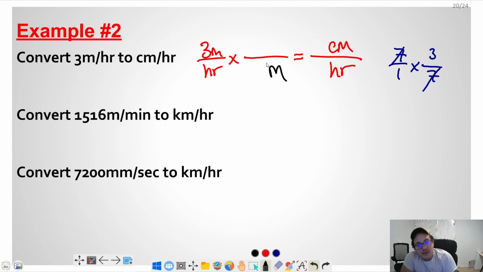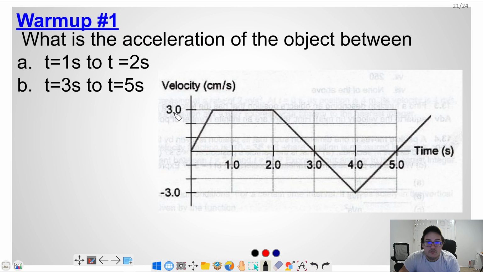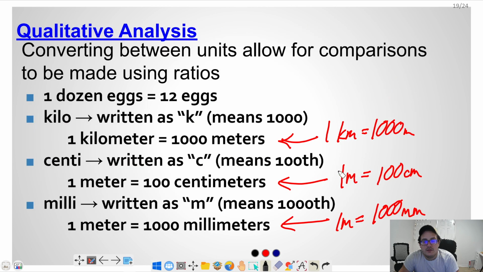Well, if I'm going from meters, what am I going to? Centimeters, because we want centimeters to be on top. Okay? Well, what about hours? Well, hours and hours stay there. We're actually not going to touch it. So how do we then convert from centimeters to meters? Well, 100 centimeters equals 1 meter. We just wrote that down. 100 centimeters equals 1 meter.